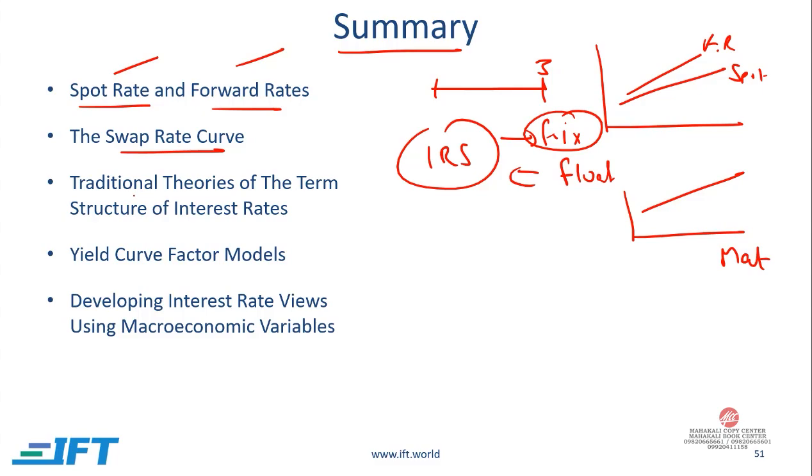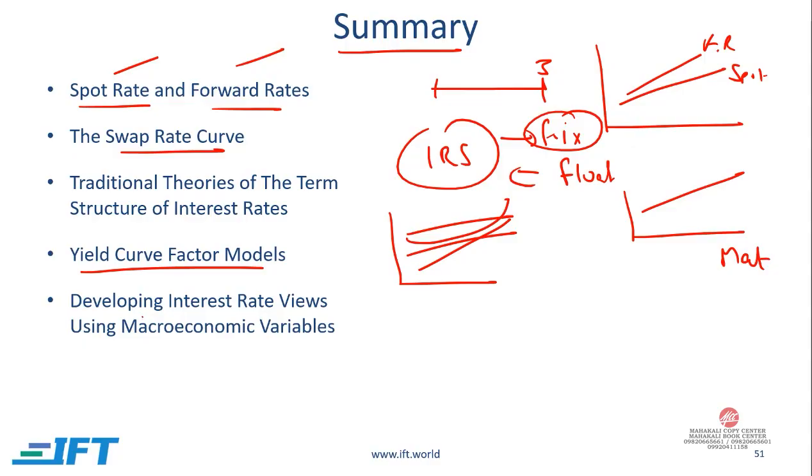We also talked about the various theories of the term structure of interest rates. This included the local expectations theory, which had two flavors, the unbiased expectations theory and the local expectations theory. Then we talked about the liquidity preference theory, the segmented market theory, and the preferred habitat theory. We talked about yield curve factor models, and here the central theme was that a yield curve will change its shape, and the change in shape has three basic factors. There can be a change in level, there can be a change in the steepness or slope, and there can be a change in curvature.